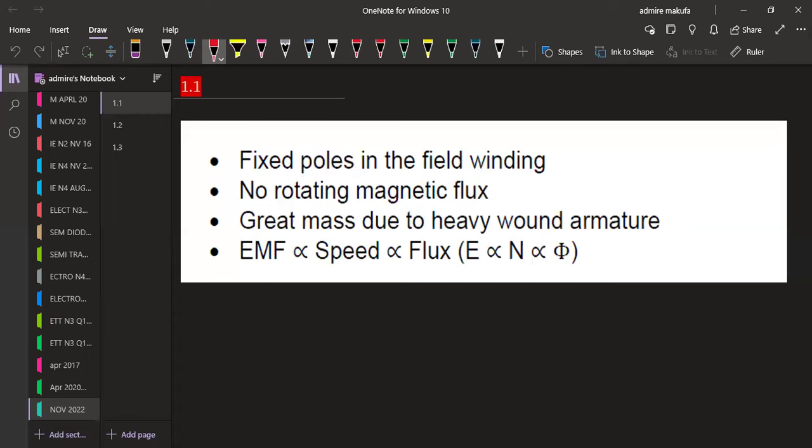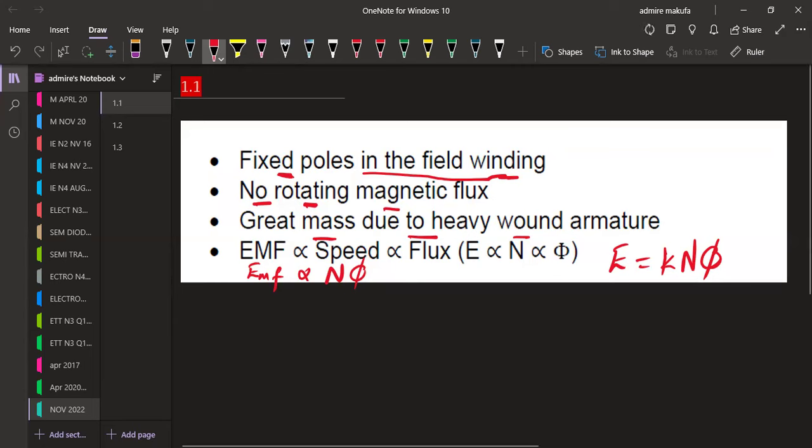All right, so 1, we are going to have the fixed poles in the field winding. Then there is no rotating magnetic flux and also great mass due to heavy wound armature. Then the EMF, as we know, is proportional to the speed and also the flux at the same time, where we can consider this to be equivalent to a constant times the speed times the flux. So that is the relationship that you can consider. These are the characteristics of any DC machine that you can consider.